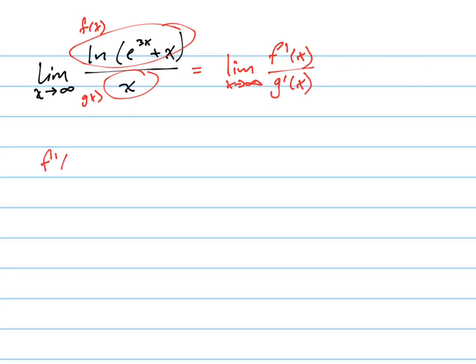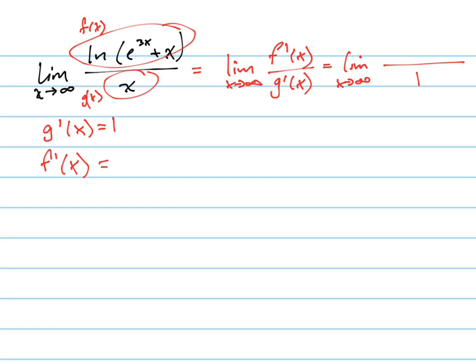What's f prime of x? Well, let's do g prime of x, the derivative of g, first. It's obviously just 1. And so that one's easy. So we know this is the limit as x goes to infinity of something over 1. So what's the derivative of this?